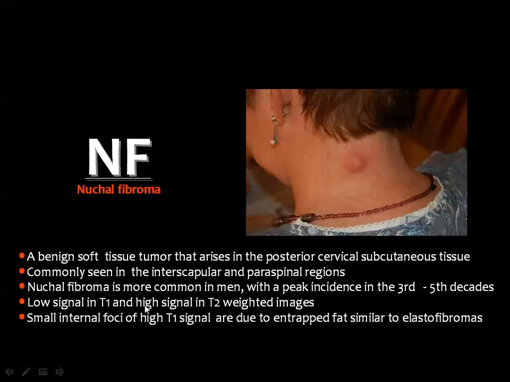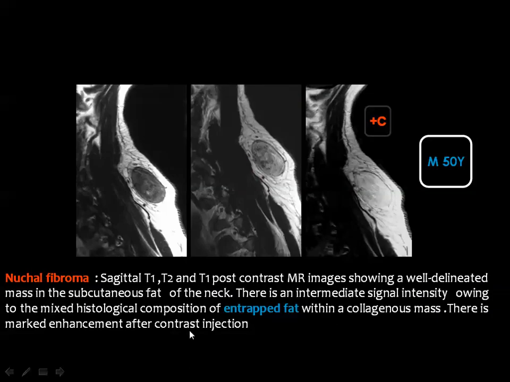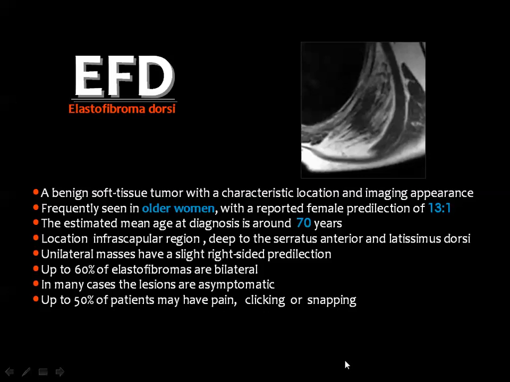They are of low signal in the T1 and high signal in the T2 weighted image, and can show contrast enhancement. As you can see here, this is a low signal lesion in the T1 with increased signal in the T2 and a strong post-contrast enhancement. The bright signals within the lesion represent entrapped fat within the collagenous soft tissues of the tumor.